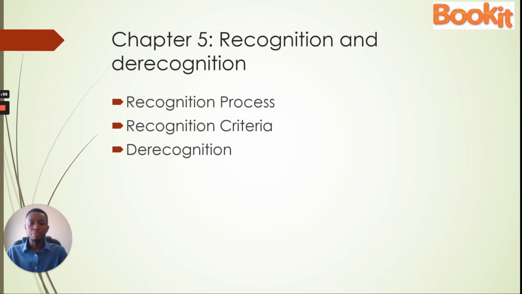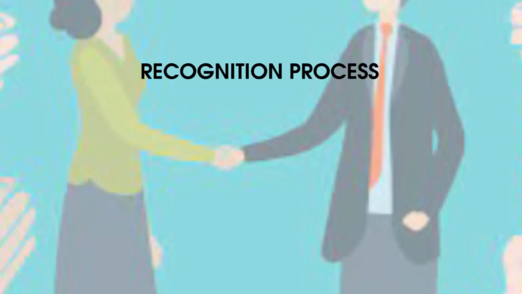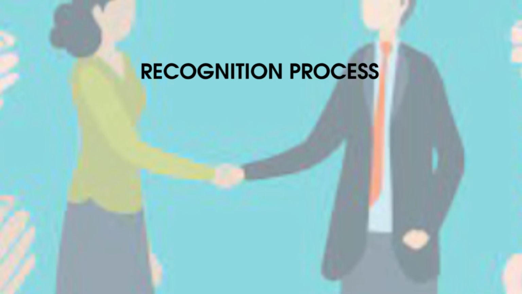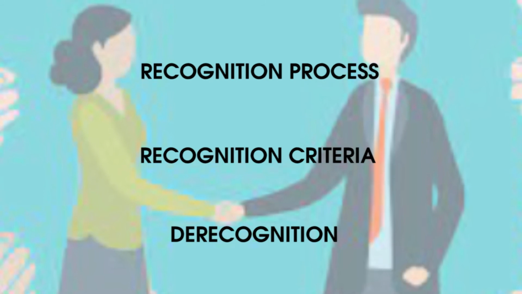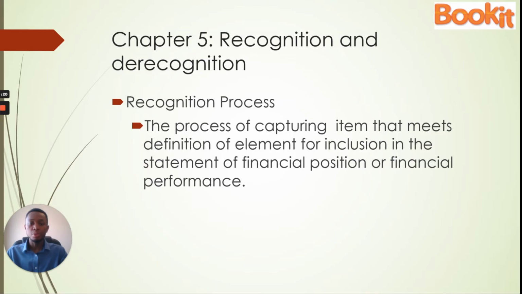Chapter 5 of the Conceptual Framework deals with recognition and derecognition and is split into 3 parts. The first part would focus on the recognition process, the second part focuses on the recognition criteria, and the final part would focus on derecognition. In relation to the recognition process, this is essentially the process of capturing items that meet the definition of an element for inclusion in the statement of financial position or financial performance.